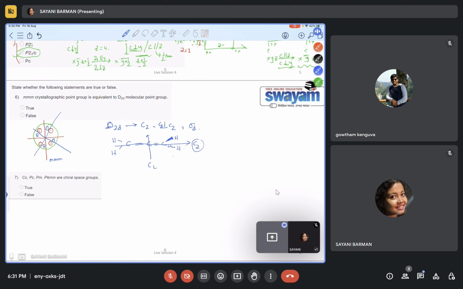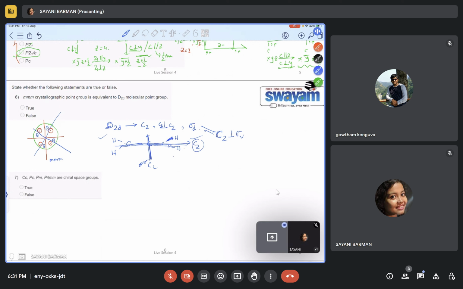And sigma d plane is what? The sigma v plane is just perpendicular to the principal axis, right? And also, sorry, this will be the principal axis, and also there are perpendicular C2 axes. Like if C2 axes are perpendicular to sigma v, it is called a sigma d, right? So these are the cases. So you can say there are also mirror planes generating. You can say this is a mirror plane, this is a mirror plane also. C2s are nothing but the mirror planes.